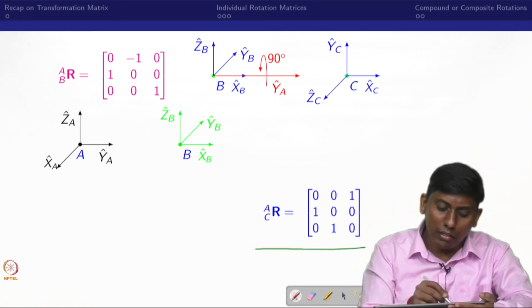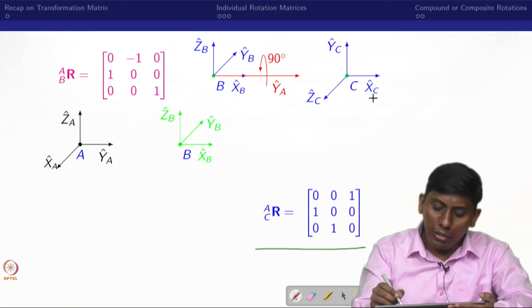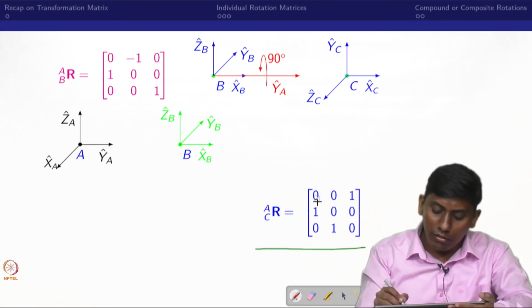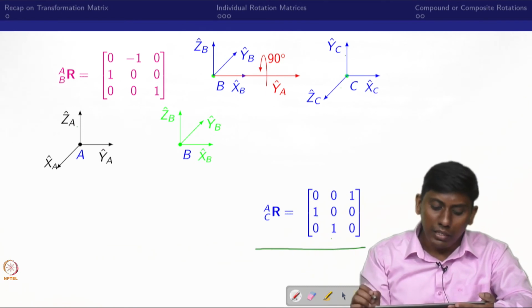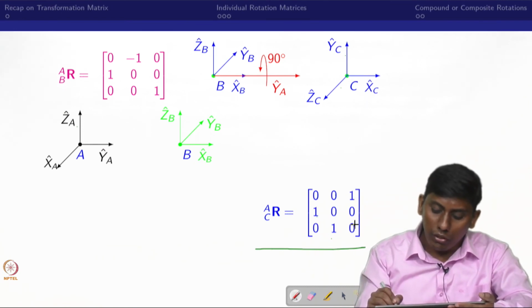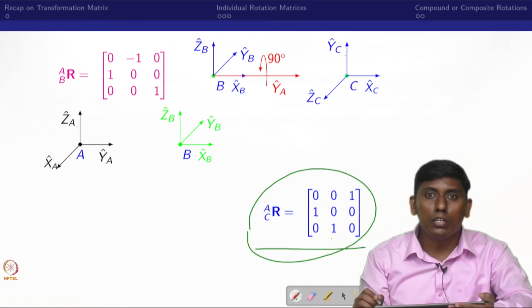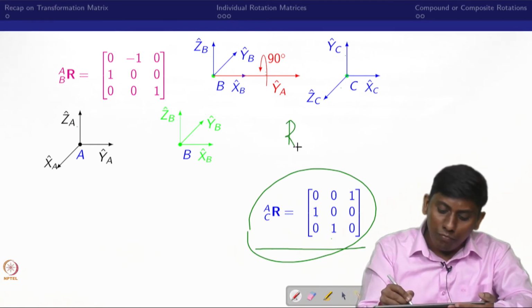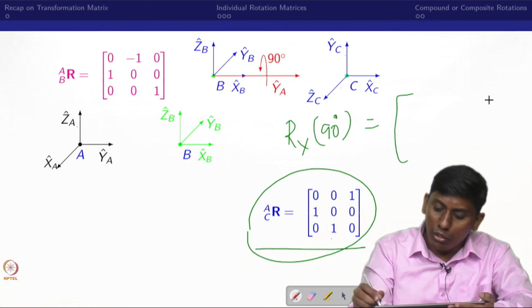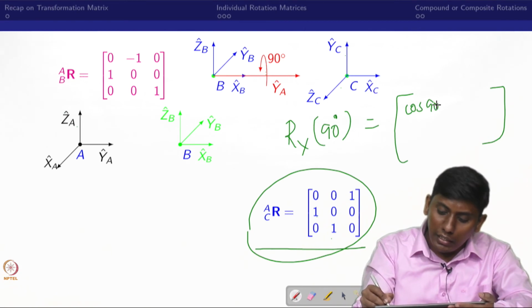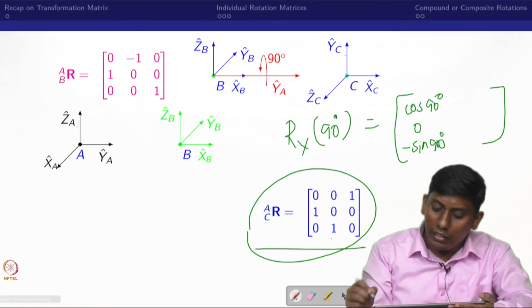If you write the rotation matrix with respect to A, XC is projected on YA, so 0 1 0, and YC is projected on ZA, so 0 0 1, and ZC projected on the A frame coincides with XA, so 1 0 0. So this is the final matrix which we obtained, but what we did was rotate with respect to YA by 90 degrees. You recall it is written as cos 90 degrees, so 0, then minus sin 90 degrees. That is why I derived the individual matrix.